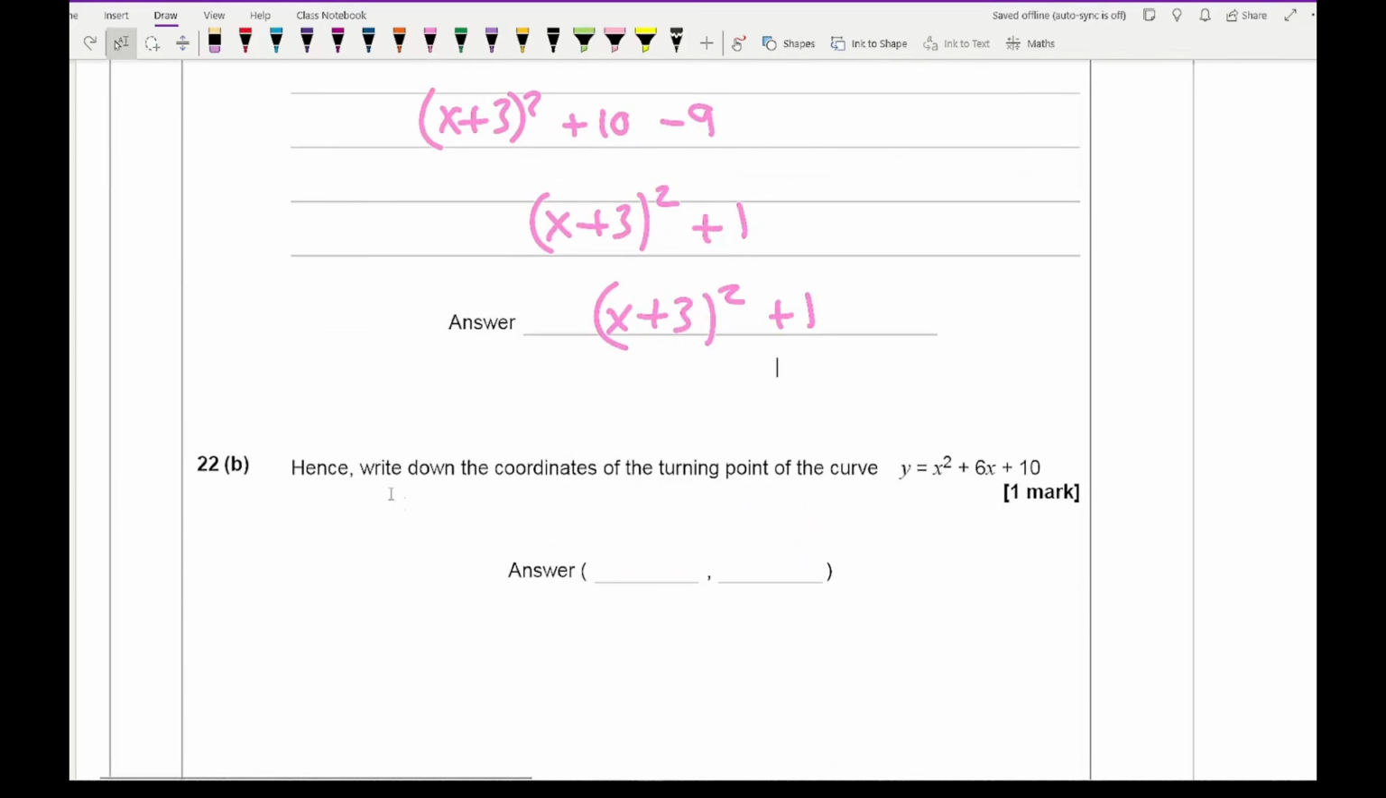It then says, hence write down the coordinates of the turning point of the curve. Well, the turning point, when you have it as (x plus a) squared plus b, is always going to be minus a, b. So it's always the value of x that makes the bracket equal to 0. So that's going to be minus 3. And the y of the turning point is always the constant at the end, which is positive 1.